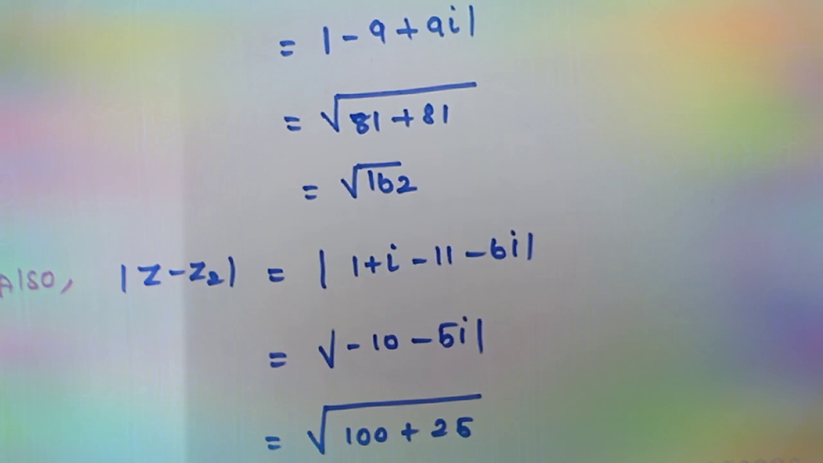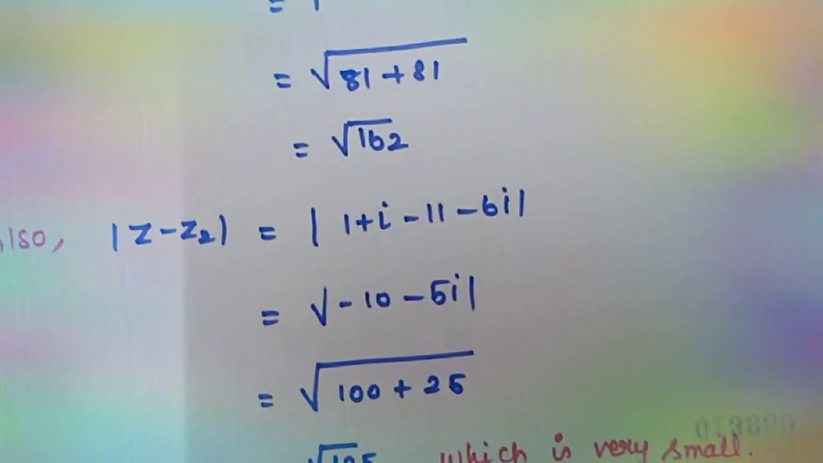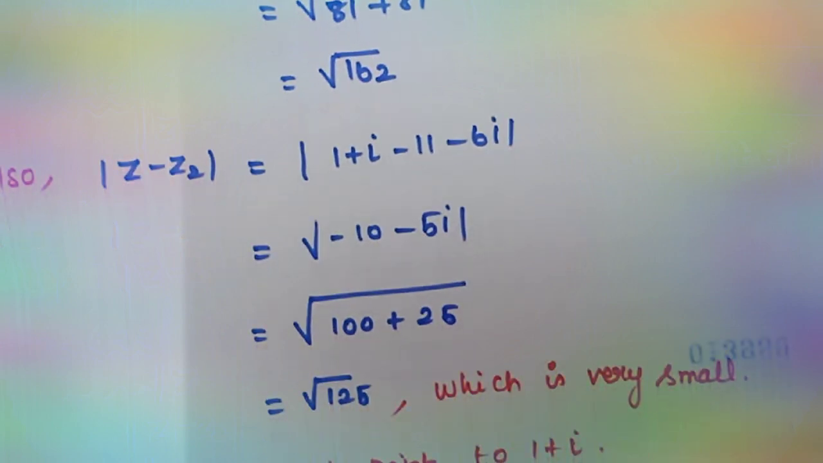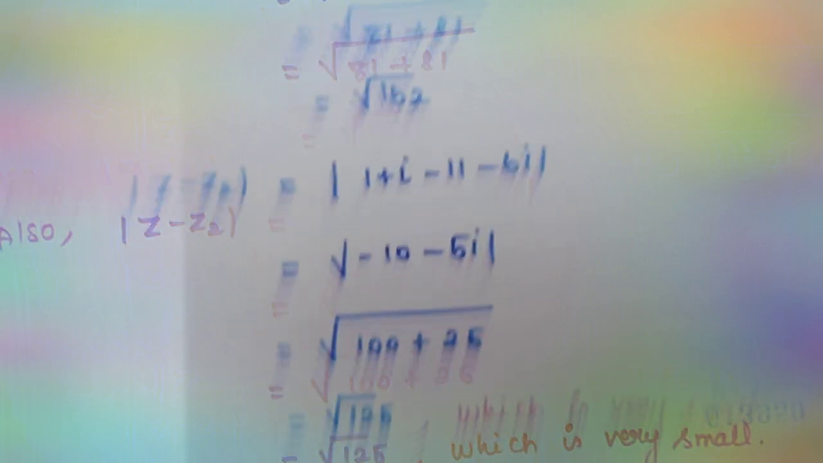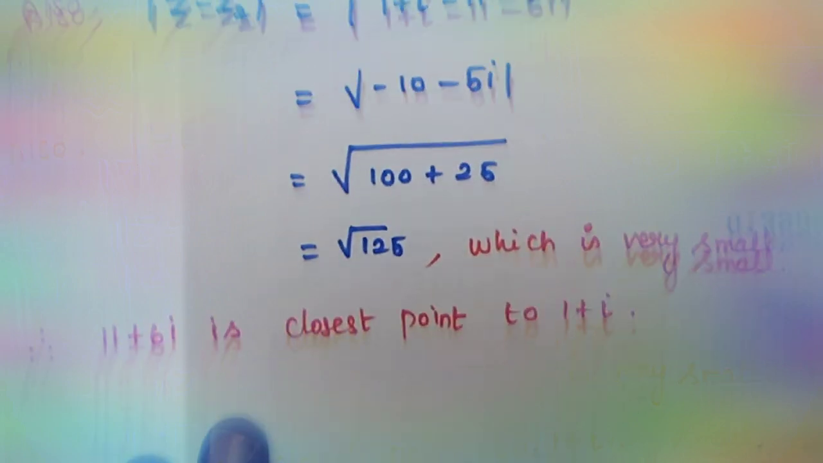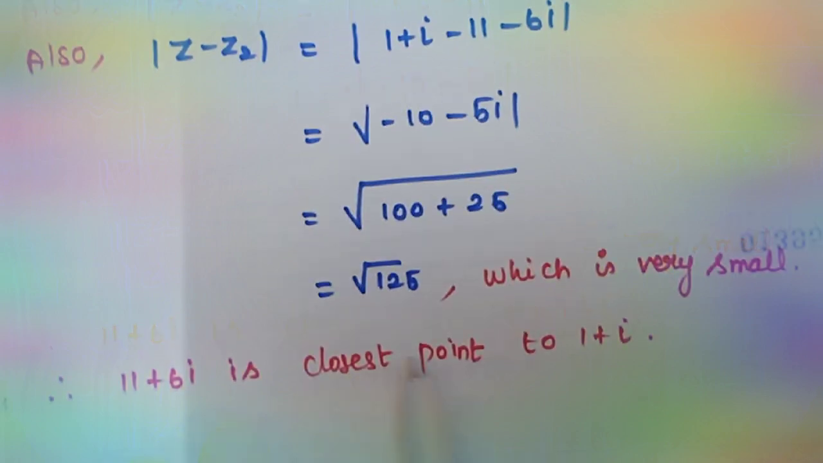Here also, modulus of z minus z2 means 1 plus i minus 11 minus 6i. So that is modulus of minus 10 minus 5i. So modulus means root of minus 10 square plus minus 5 square, that is root of 100 plus 25. So root 125, which is very small compared to the first one. So root 162 is very large. So this is the closest point to 1 plus i. So 11 plus 6i is the closest point to 1 plus i.